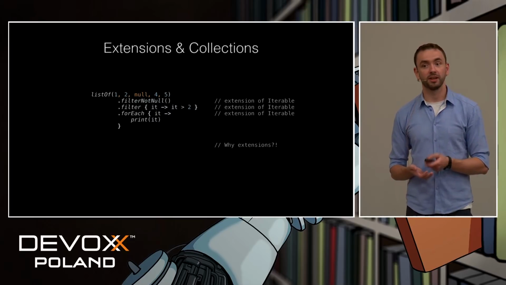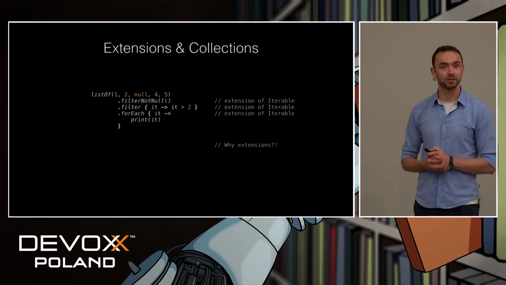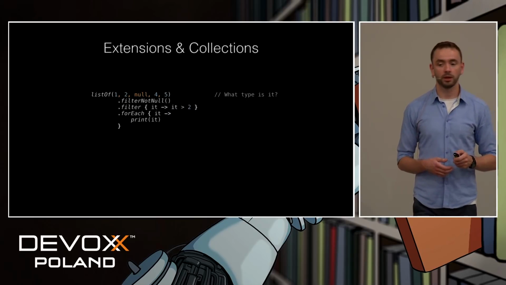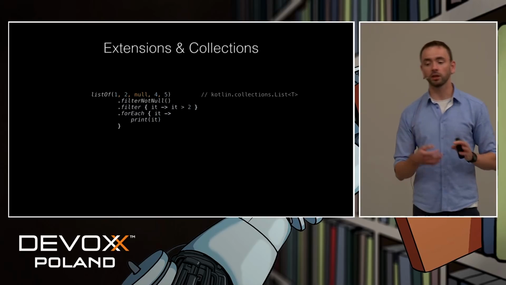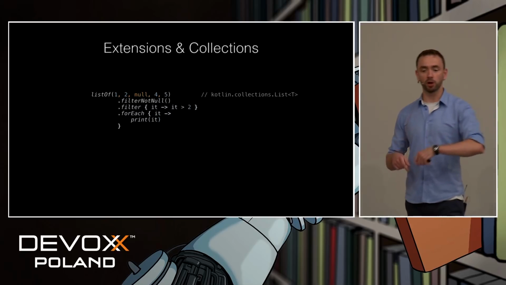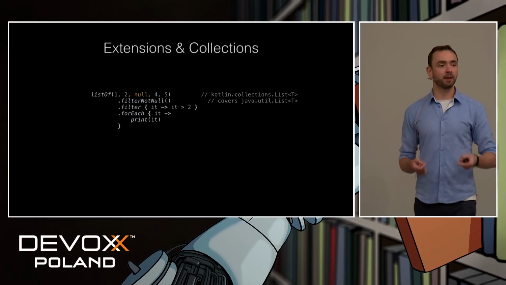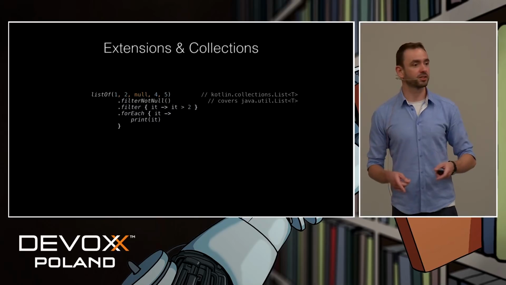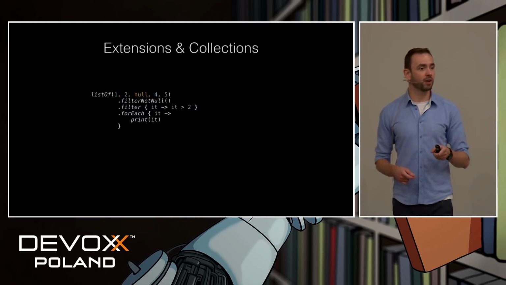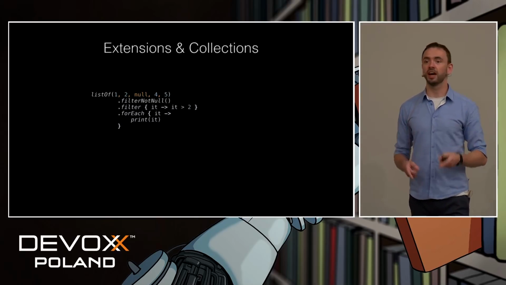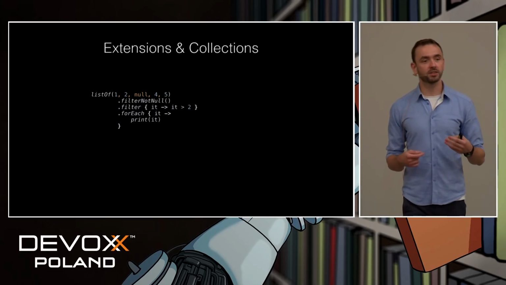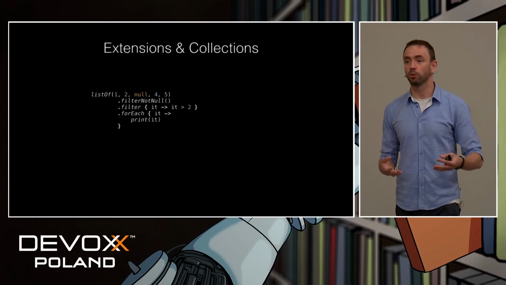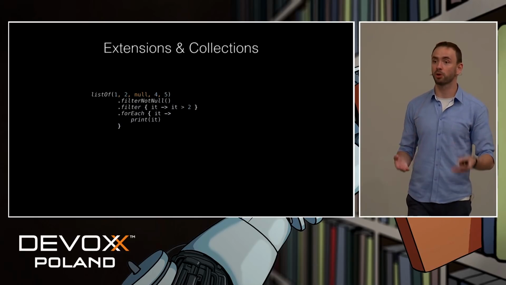So the question is, does Kotlin have its own collections? If we look at the return type of this function, first we will see that it's some Kotlin collections list. But if we dig deeper, we will see that on JVM, it actually covers our good old Java util list. So what's happening here actually? Well, Kotlin doesn't have its own collections. It only takes standard Java collections and extends them with those extension functions and extension properties.